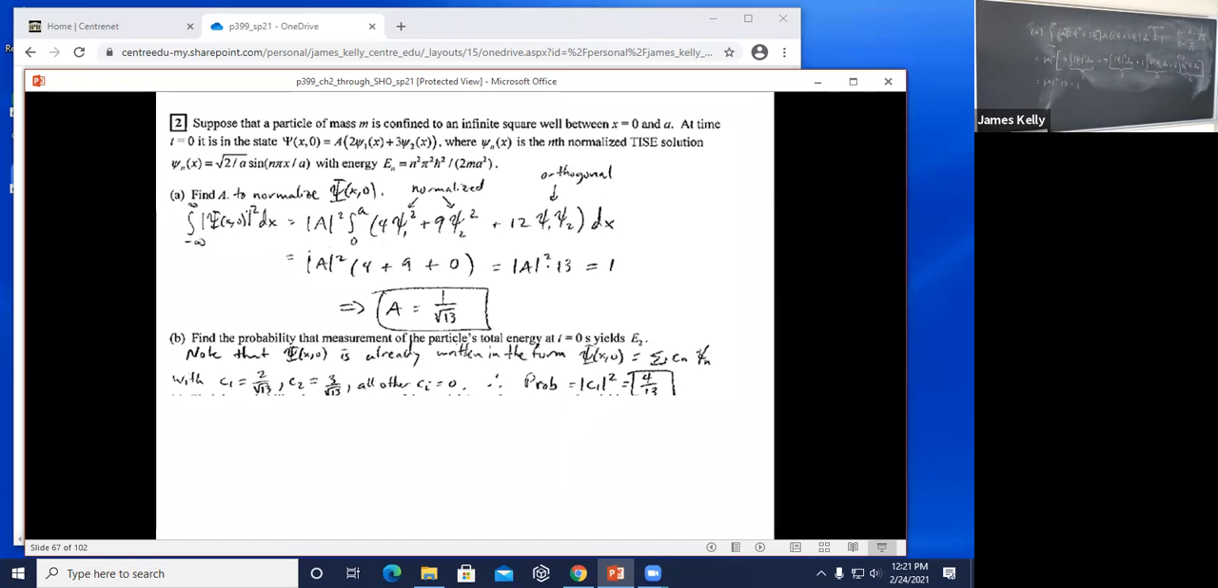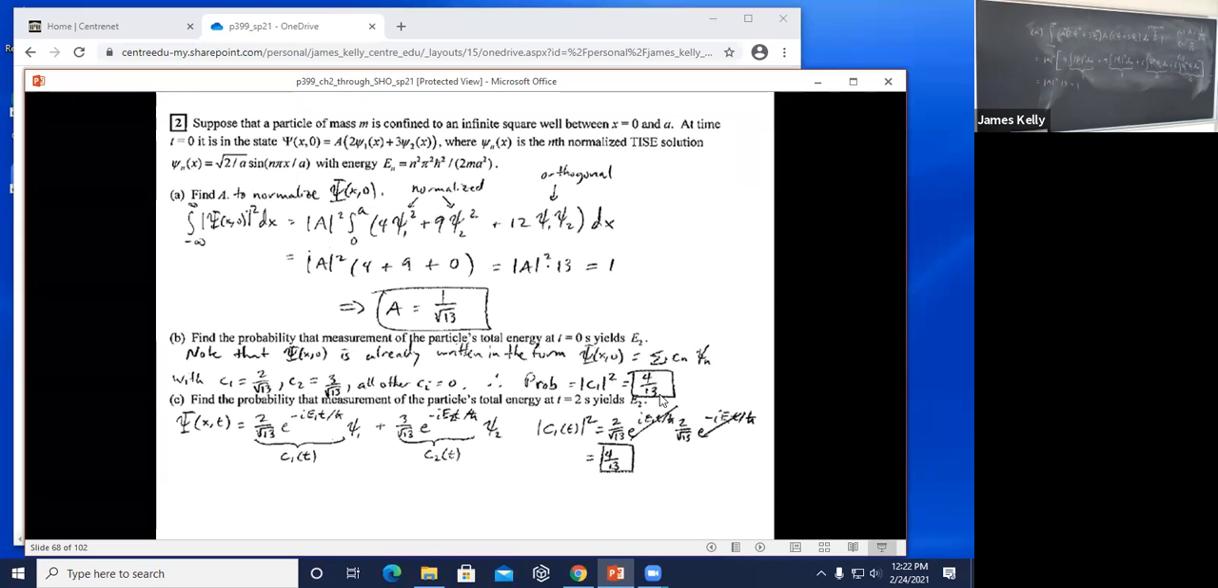I'm not sure. There's something that doesn't add up here with what I've written down. I'm asking for the probability that the energy yields E2. So I should be calculating the magnitude of C2 squared there, right? Which is 9/13, not 4/13. That's just me answering the wrong problem there. So pay no attention to the man behind the curtain. It should say 9/13 there.